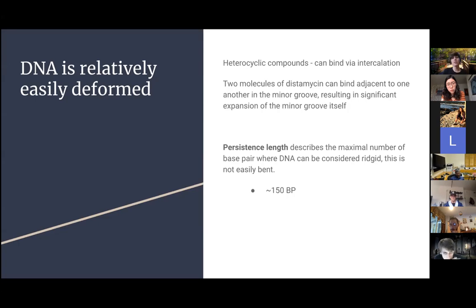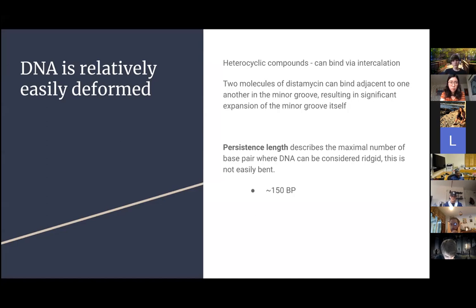One thing that you did discuss a little more in lecture would be the persistence length of DNA, which is basically the maximal number of base pairs where DNA can be considered rigid and is not easily bent. However, if you exceed this number, you'll start to see DNA bend a little more, and you don't necessarily have to treat it as a rigid structure.